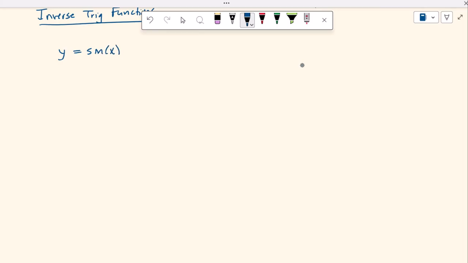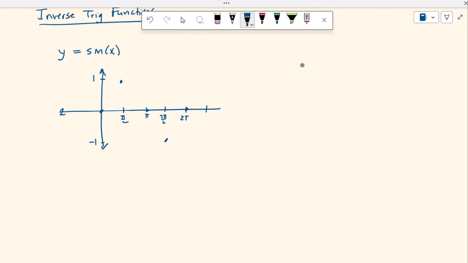Let's just look at one case. We have 6 trig functions, but I'm going to focus on the sine to start with. If we look at the sine graph, this should be familiar as well, and all these values come from the unit circle. So the sine of 0, we'll make a quick little table here, is 0. The sine of pi over 2 is 1. The sine of pi is 0. The sine of 3 pi over 2 is negative 1. The sine of 2 pi is 0.